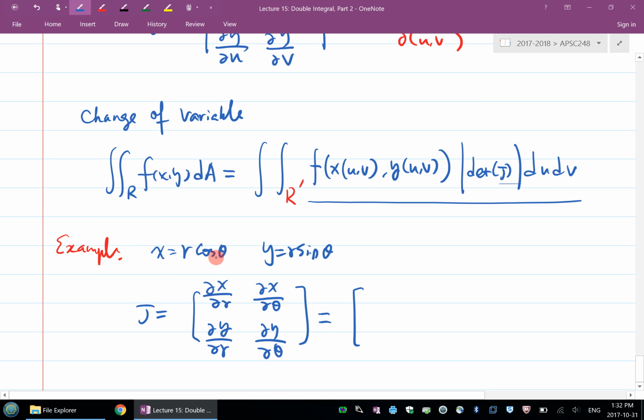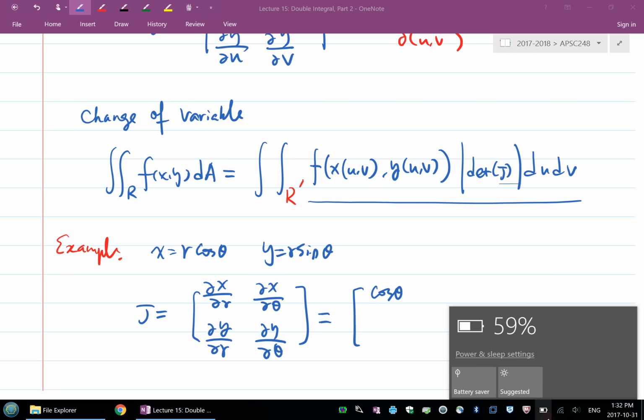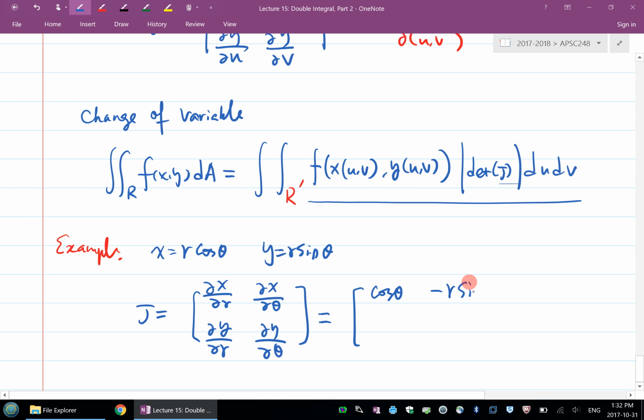So let's calculate this. Partial x over partial r is cosine theta. Partial x over partial theta is negative r sine theta. Partial y over partial r is sine theta. Partial y over partial theta is r cosine theta. That's your Jacobian, right?